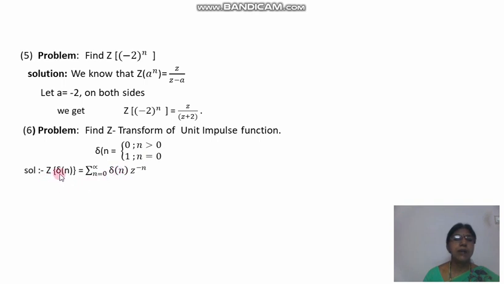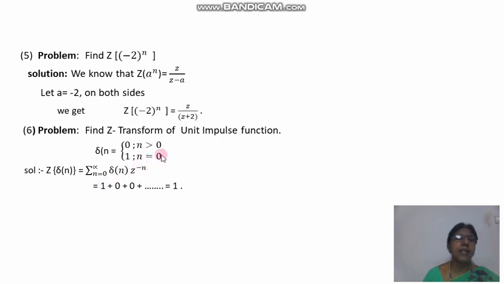Z transform of delta n is equal to, what is the definition? Z transform of delta n means sigma n is equal to 0 to infinity delta n z power minus n. Now you substitute n is equal to 0 for the first term. What we get? Delta n for n is equal to 0 is 1. 1 into z power minus 0, 1. 1 into 1 means 1.